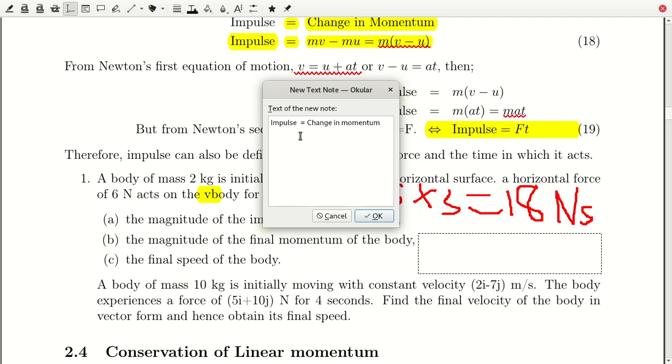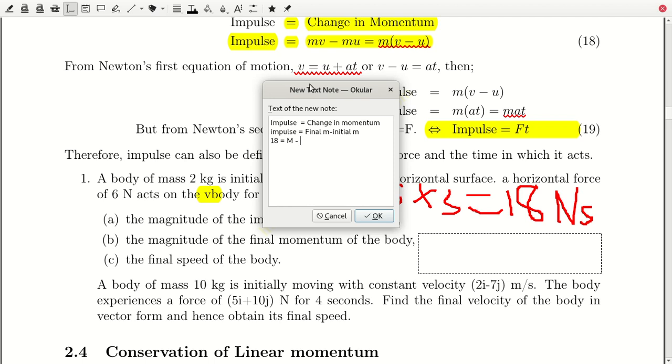But now we have got the impulse as 18, so we shall first of all say final M minus initial M. We have got the impulse as 18, and our final momentum is what we are looking for, so let me just call it capital M.